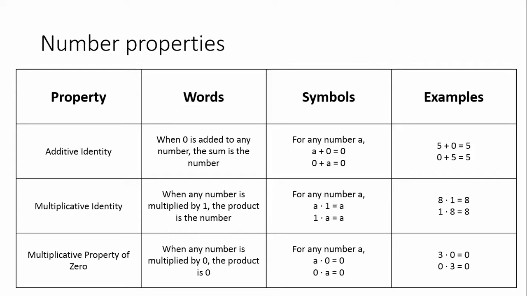The multiplicative identity. And when you hear identity, you think of what do I do to that number to still get the same answer? So when you're adding, if you add 0, you still get the same answer. But in multiplication, if you multiply times 1, so when any number is multiplied by 1, the product is that number. So 1 times a number is just itself. And in the examples, you can see 8 times 1 is 8, or 1 times 8 is 8. Then finally, you have the multiplicative property of 0.